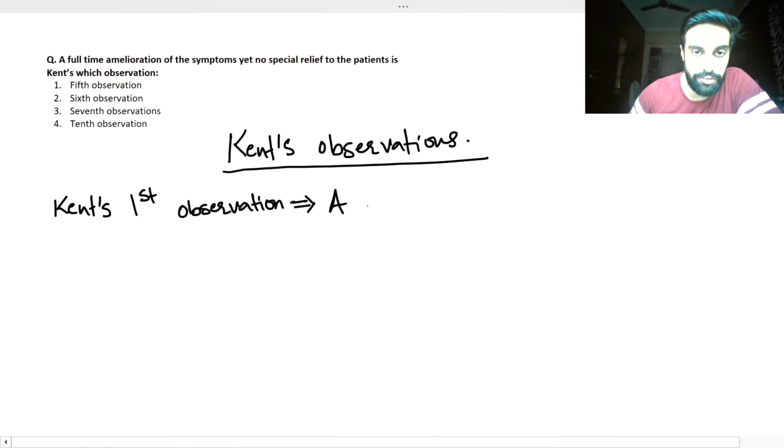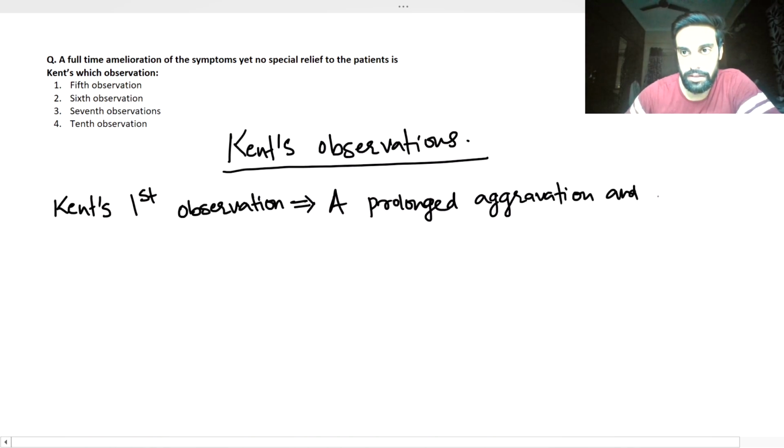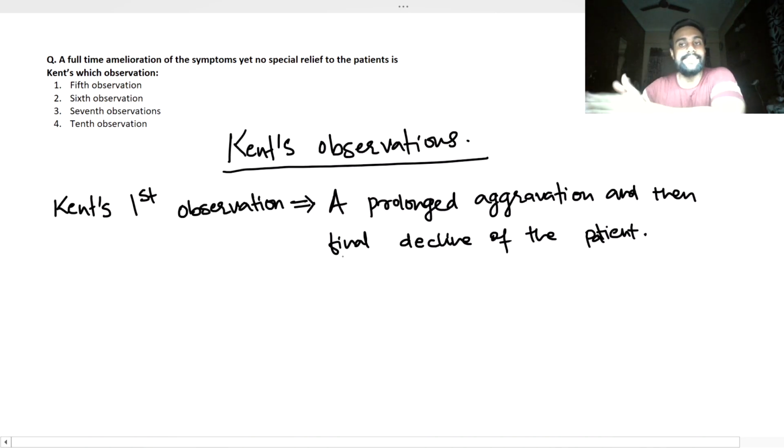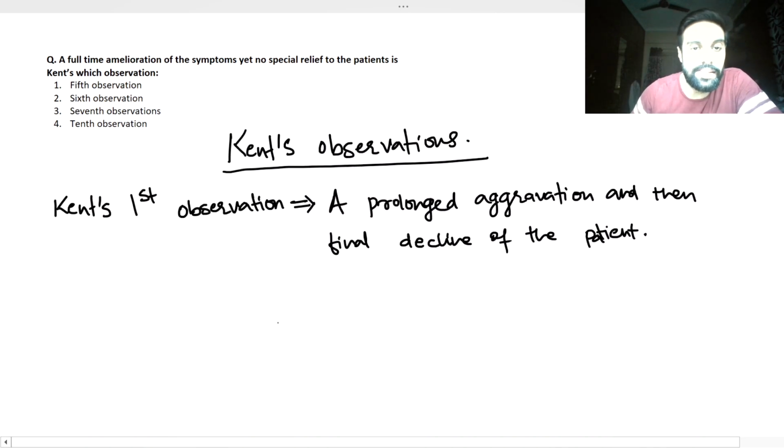A prolonged aggravation and then final decline of the patient. So this is the first observation of Kent. Okay, means there is prolonged aggravation and then there is decline of the patient. So what are the reasons behind this?